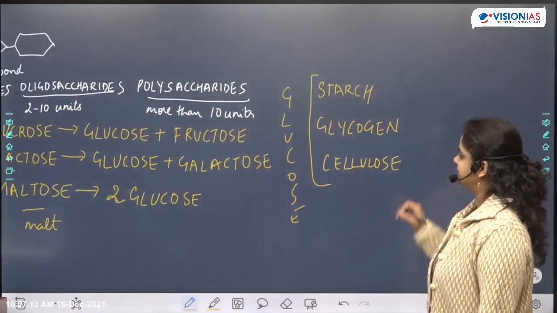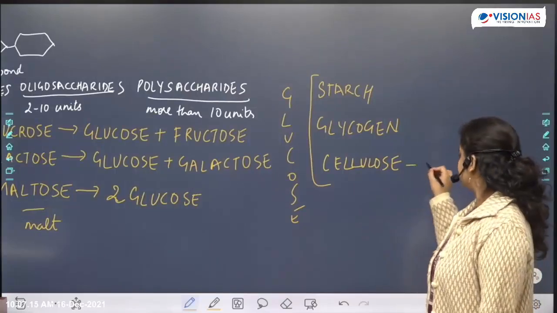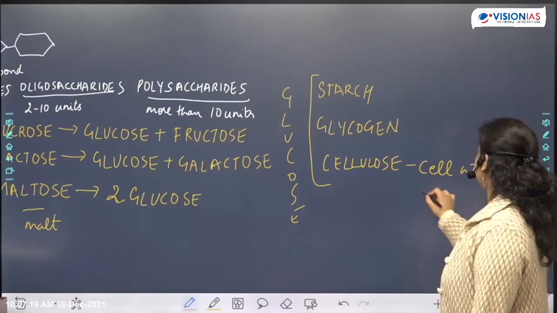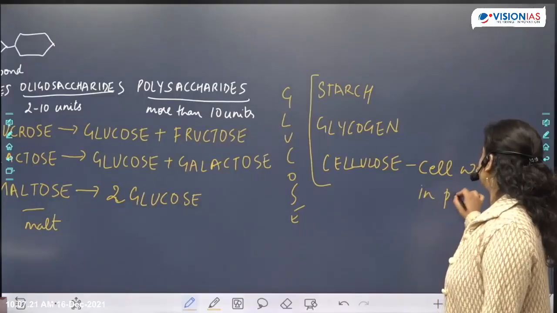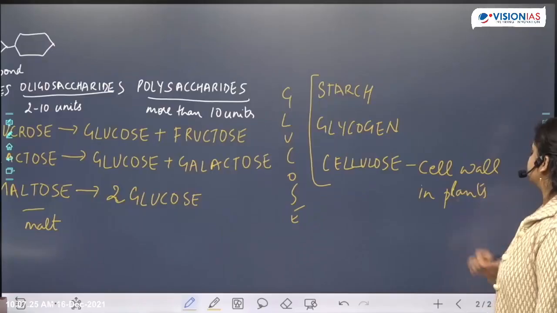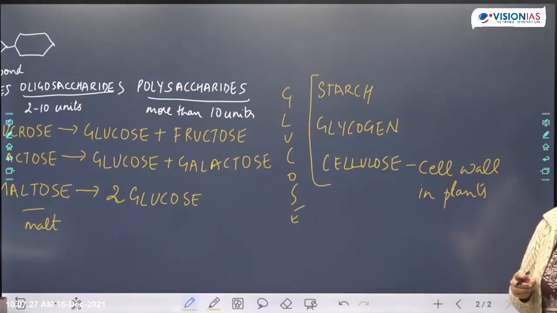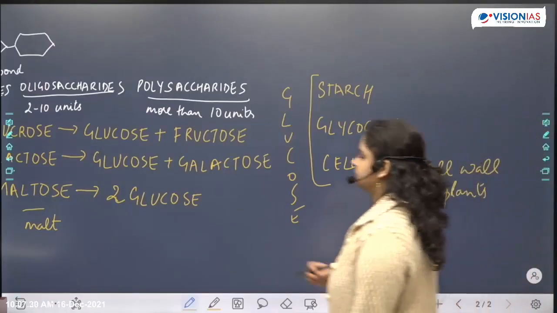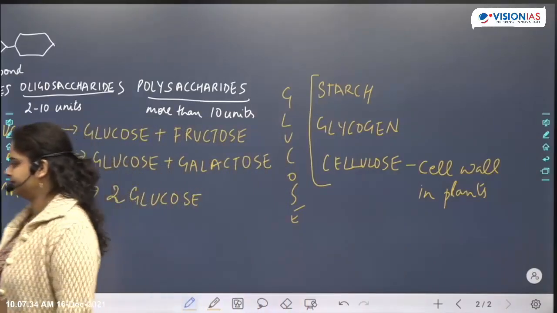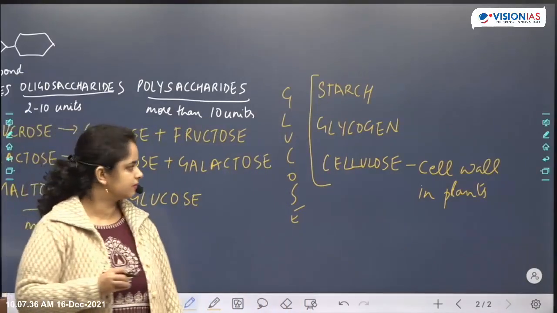First, cellulose. Cellulose makes up the cell wall in plants. We will talk about what exactly a cell wall is in the next class. But here you can just mention that cellulose makes the cell wall in plants.